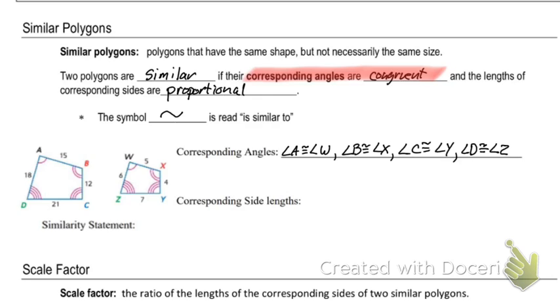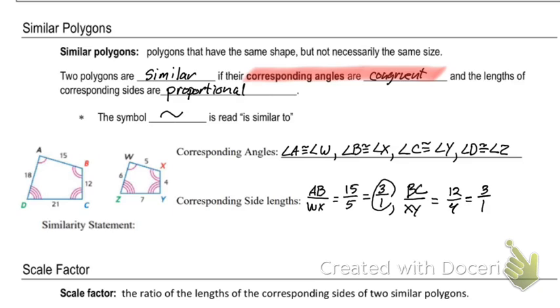In other words, our corresponding side lengths are going to be AB corresponding to WX. Well, AB's length is 15. WX's length is 5. So the ratio between those two things is going to be 3/1. Let's check out our next corresponding sides. I'm going to use B and C next. So BC needs to correspond with XY. Well, BC equals 12. XY equals 4. Once again, that equals 3/1.